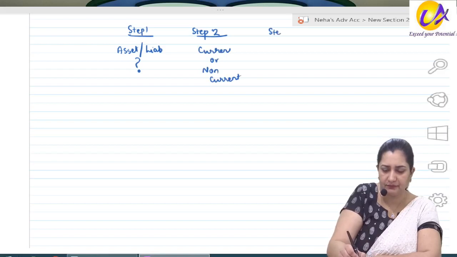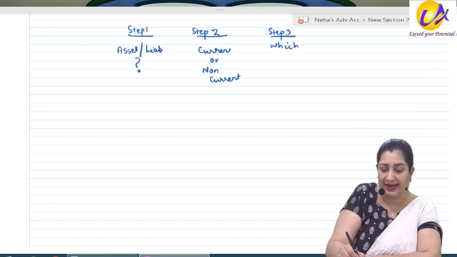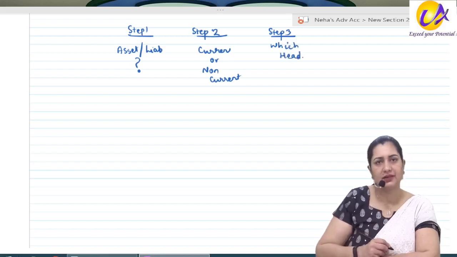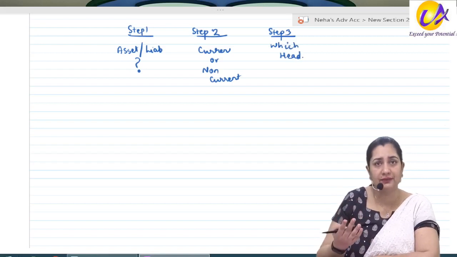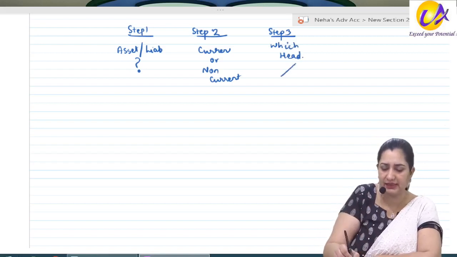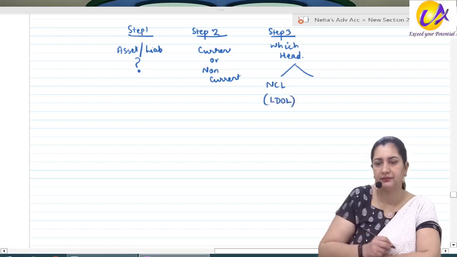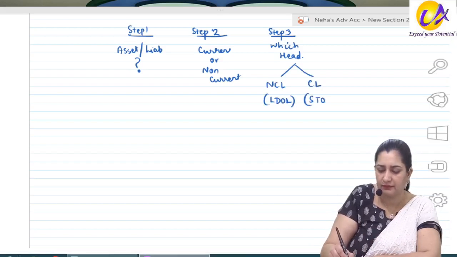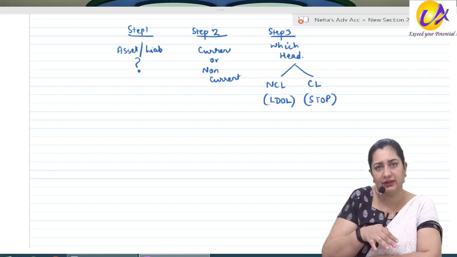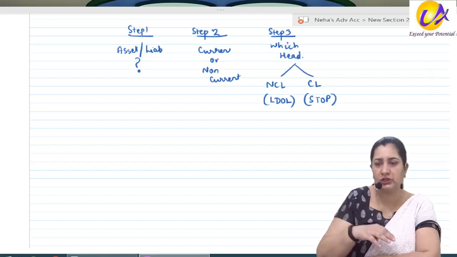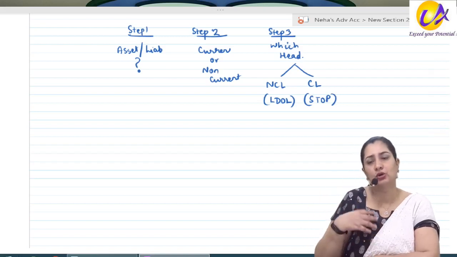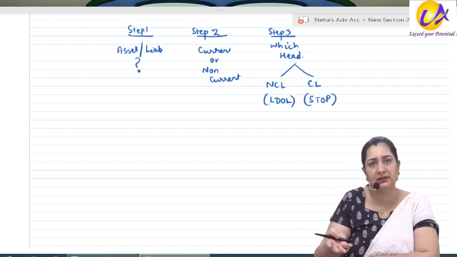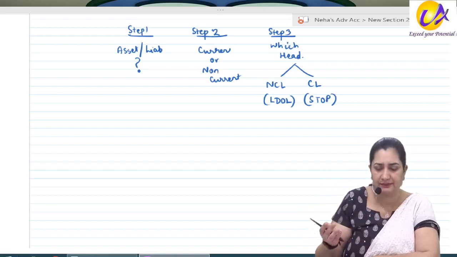Step 3. Which head under current or non-current do we have now? So for example, if it is a non-current liability, then we will see, is it coming under long-term borrowings, deferred tax liability, other long-term liabilities, or long-term provisions? If it is a current liability, then we will see, is it coming under short-term borrowings, trade payables, other current liabilities, or short-term provisions, depends.